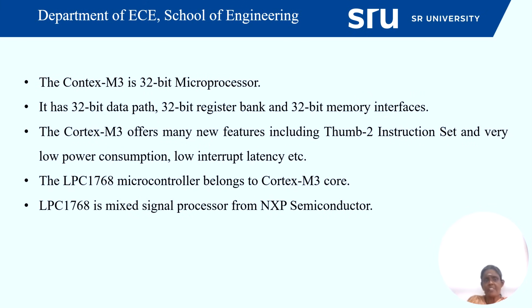Then the Cortex M3 is a 32-bit microprocessor. So we know what the basic processors are. Starting from the 8-bit processor, it is Intel 8085, and then it evolved into the 16-bit microprocessor 8086. And then the 8051 microcontroller is 8-bit; the difference is that it has inbuilt input output ports and memory also. And then the 32-bit processor comes into effect with the Cortex M3 chip.